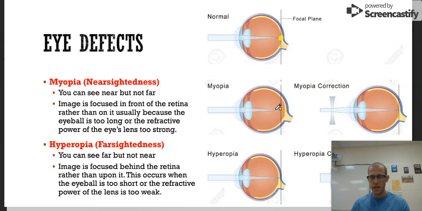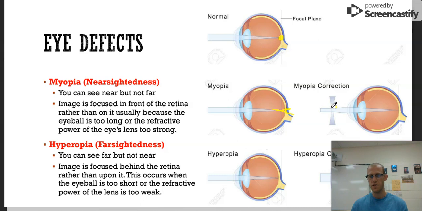As the light passes, it starts to deflect, and you end up with different points hitting, focusing at more than one point with myopia. So we use a concave lens to correct that.